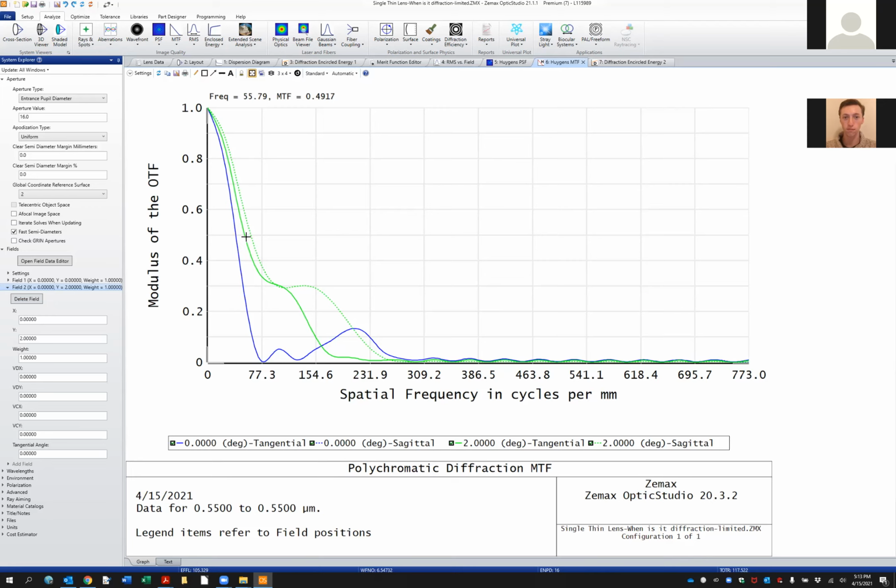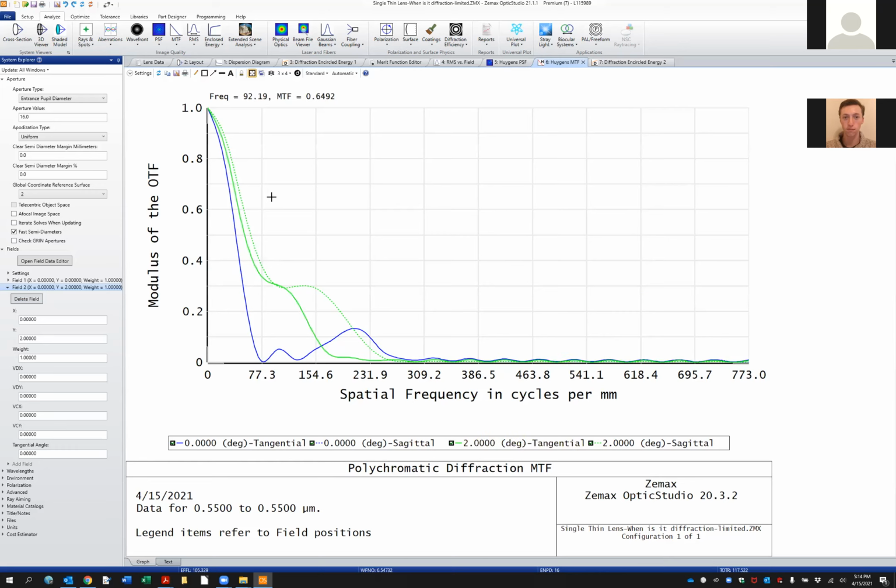Other questions? Professor, so it's the worst one of the object that is off axis, right? Yeah. Okay. So what depends is whether you want to look at on-axis performance or off-axis performance.